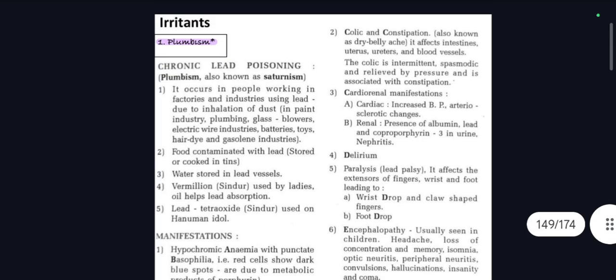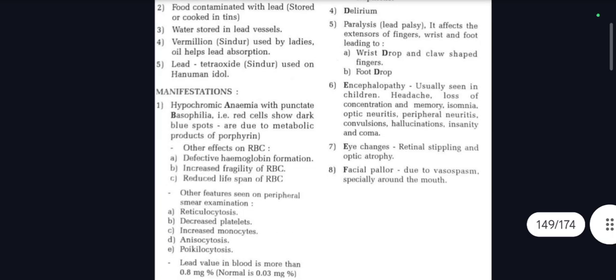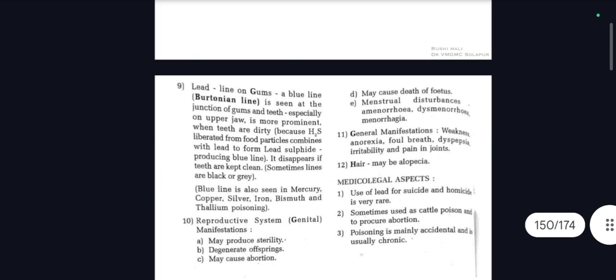Now what about C? Colic and constipation and cardiorenal manifestation. D is delirium, and next D is wrist drop and foot drop. Then E, encephalopathy, and again E, eye changes. In that, retinal stippling and optic atrophy. F, facial pallor. Then G stands for gums, line on gums.